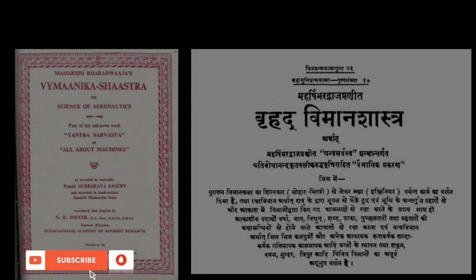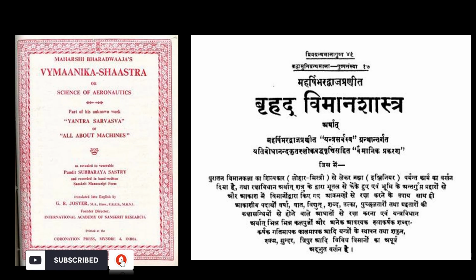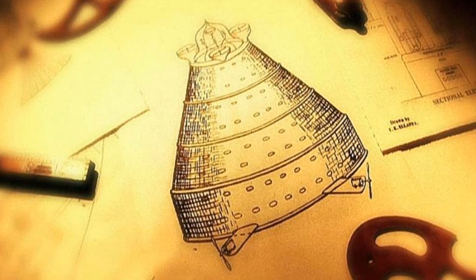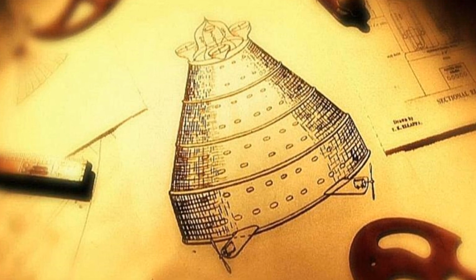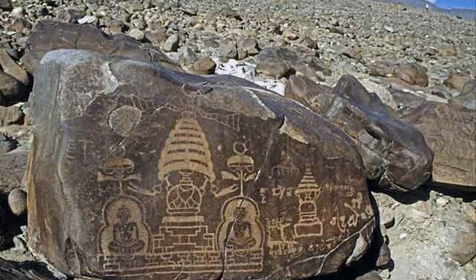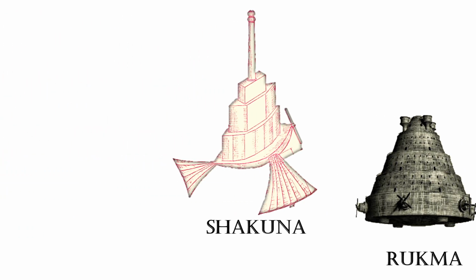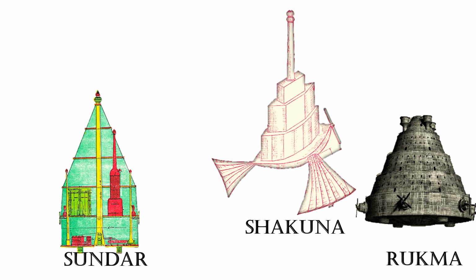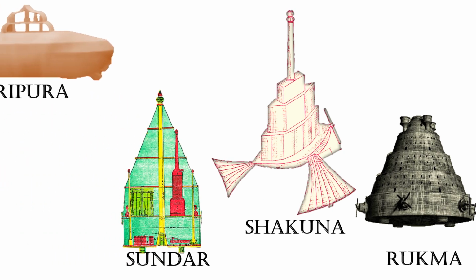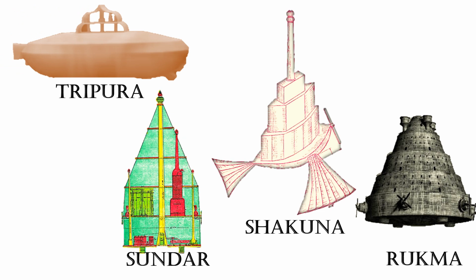Vymaanika Shastra is an ancient Indian scripture which covers topics like the definition of an airplane, a pilot, aerial routes, food, clothing, metals, metal production, mirrors and their uses in wars, and varieties of machinery and yantras. Planes like mantrik, tantrik, and kritak, and four planes called Shakuna, Sundara, Rukma and Tripura are described in greater detail.